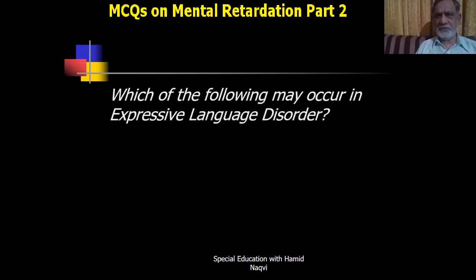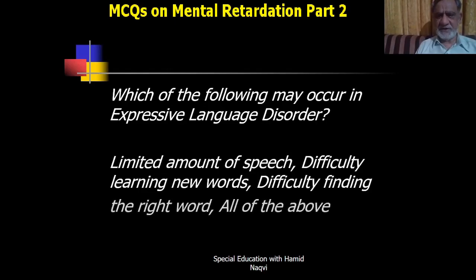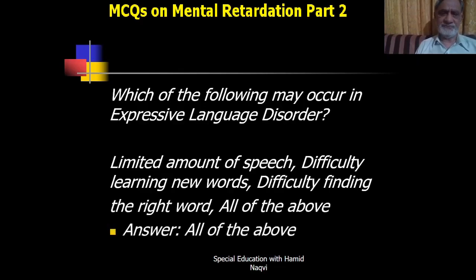Which of the following may occur in expressive language disorder? Limited amount of speech, difficulty learning new words, difficulty finding the right word, all of these? Correct answer is all of the above.